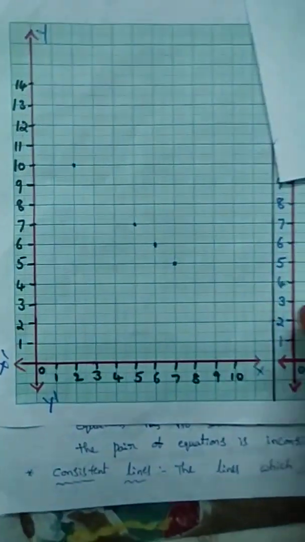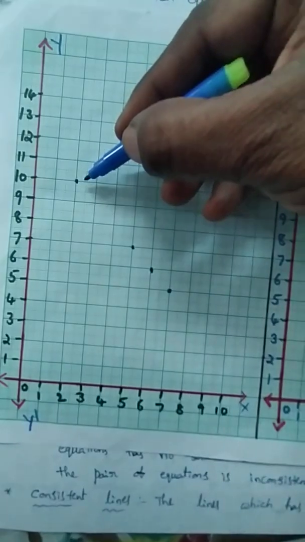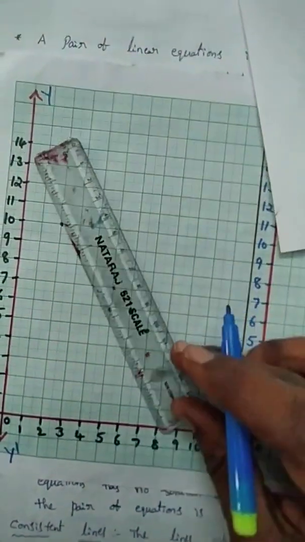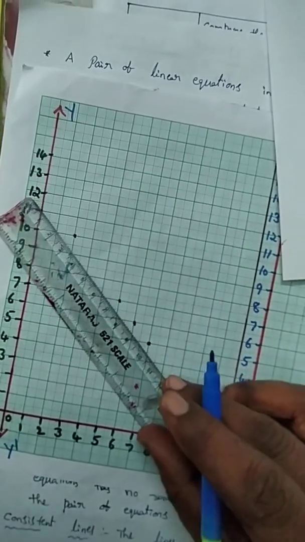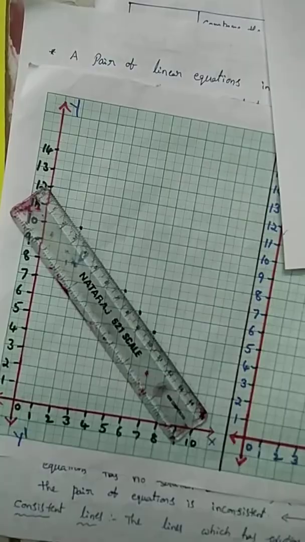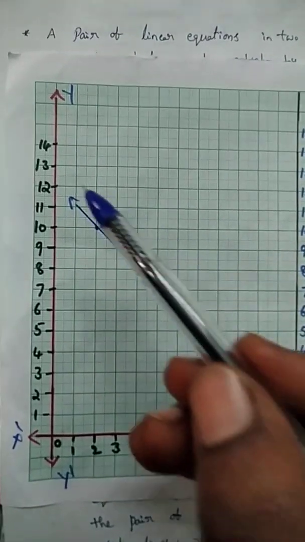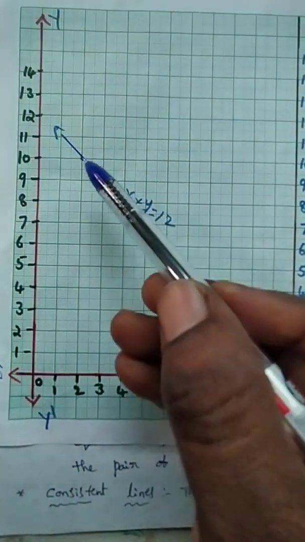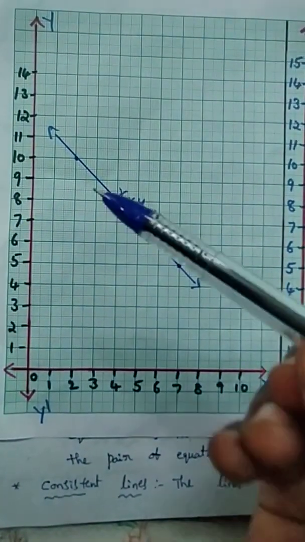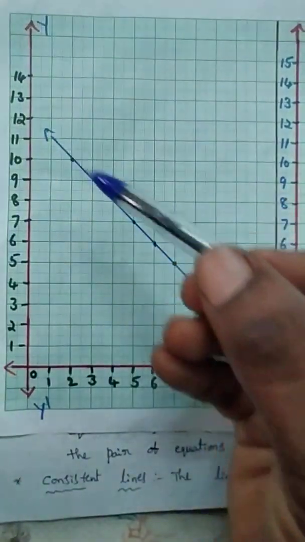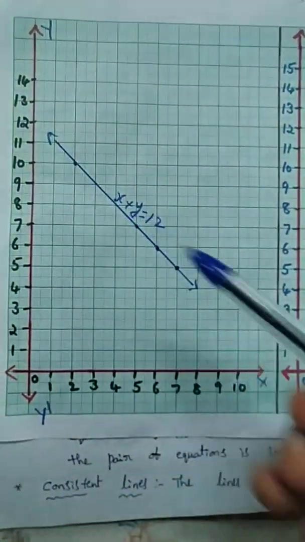By joining these points, which satisfy the equation x plus y is equal to 12, we are getting a straight line.